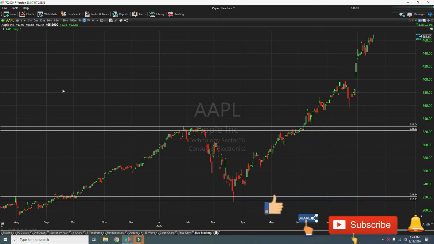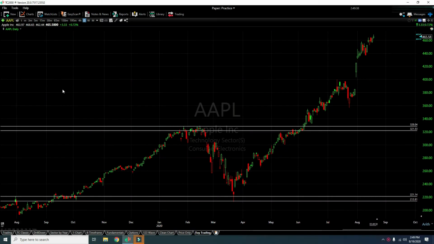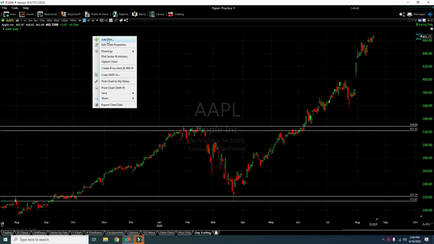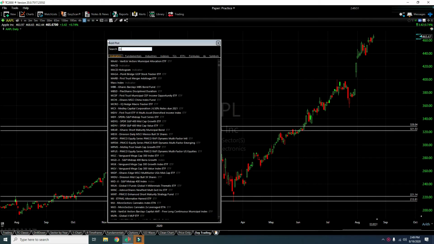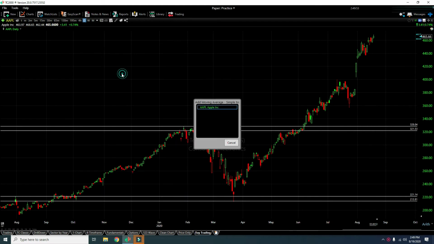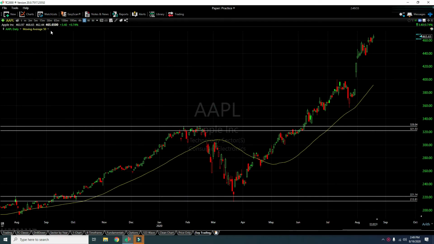The support and resistance need not always be a horizontal line or area. At times people use moving averages as support and resistance. Sometimes people use a simple moving average as an entry and exit point and as support and resistance for any market. So let me add a moving average here. I'm adding a simple moving average to the Apple chart.